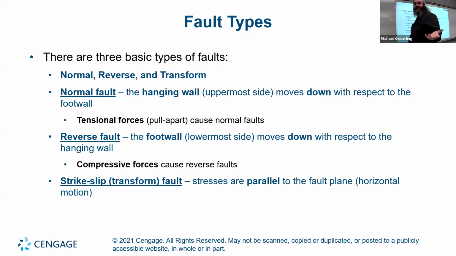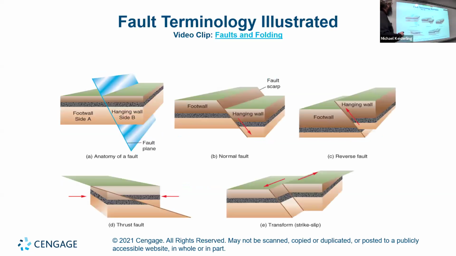And then lastly, a strike slip or transform fault is where the movement is side to side. Either side moves up or down. So here are some images. So here we have a fault. The footwall is side A on the left here. The hanging wall is side B on the right here. The fault plane is the plane in between them.